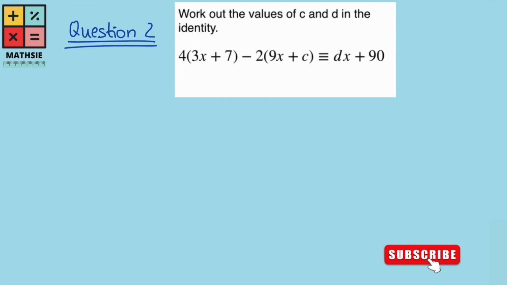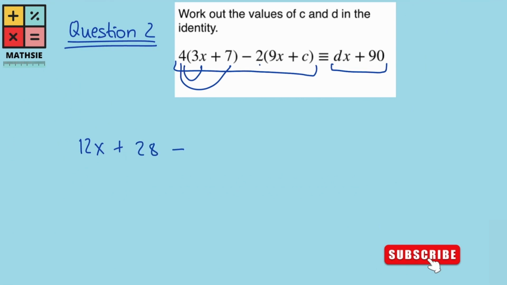So we're not solving here like an equation, but essentially we have that this side can be written into the form of this side. So the very first step here is to expand the brackets. I have 4 times 3x is just 12x, plus I have 4 times 7, which is 28, minus, and I have 2 times 9x, so that's 18x. And here we need to be very careful. Remember that this minus is for everything. So essentially I have minus 2 times c, which is minus 2c.